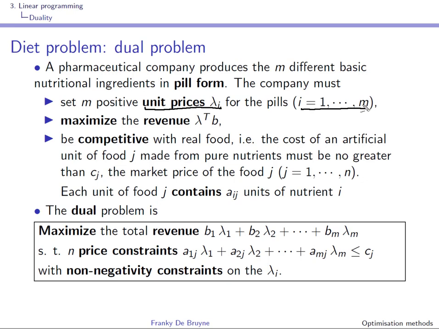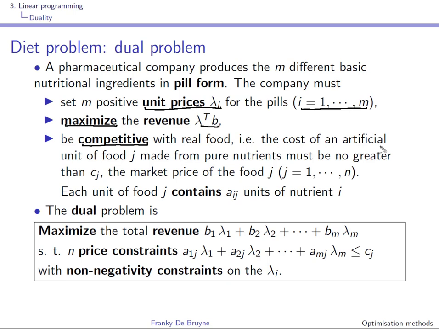And of course a company wants to maximize the revenue, and this revenue depends on the unit prices and the individual needs of the people in the form of these nutrients in pills, right? So in the dual problem we'll have a maximization problem. And where do the constraints come from? To be competitive with the actual food, right? Because of course an individual can get the nutrients from real food or from the pills.